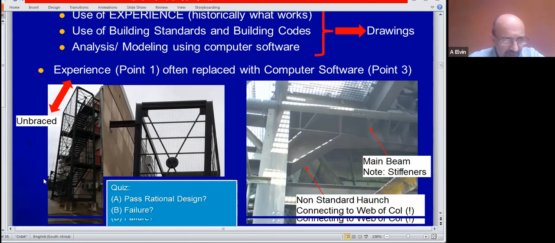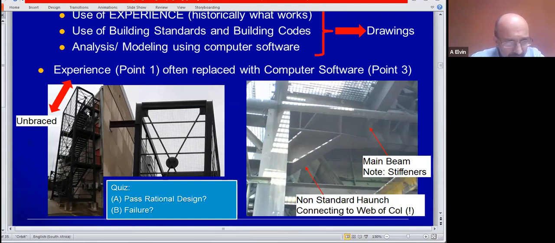This is a fire escape, and it is unbraced in this direction. I hope you can see my cursor. It is unbraced in this direction. In this direction, it's got this small bracing, and then it is leaning on this shear wall. Well, clearly this is the weak axis of the I-beams, and in the weak direction, i.e. in this direction, the system is unbraced.